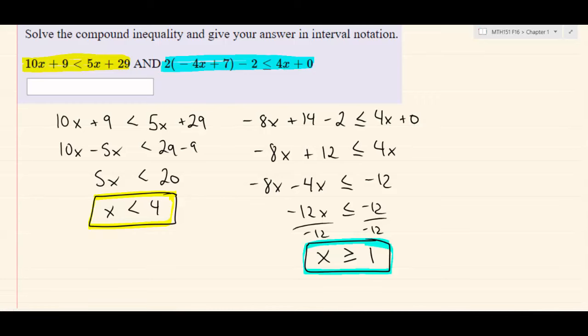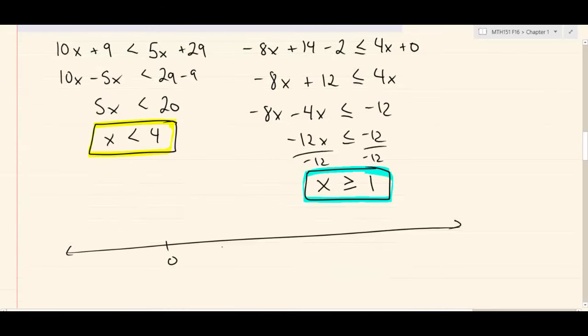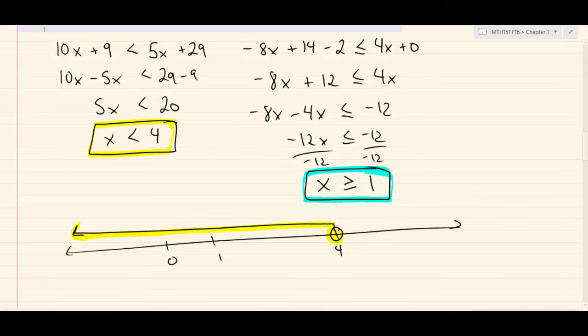So let's graph these. So I'll put a tick at 0, a tick at 1, and a tick at 4. Tell me about the yellow graph. Open dot and shading to the left. Tell me about the blue graph. Closed dot and arrow to the right. There was a word, and. What region contains the solution? Between 1 and 4. And what color region is that? Green. What do yellow and blue make? Green. Get it? See, like we work on multiple levels.